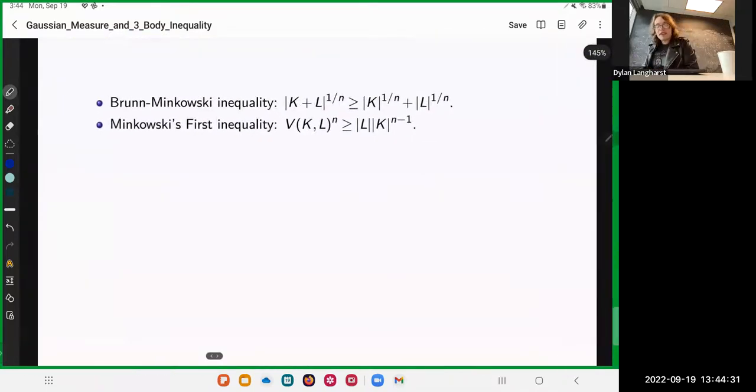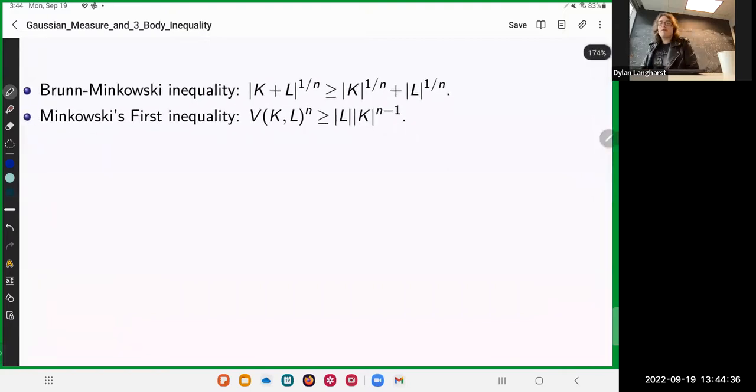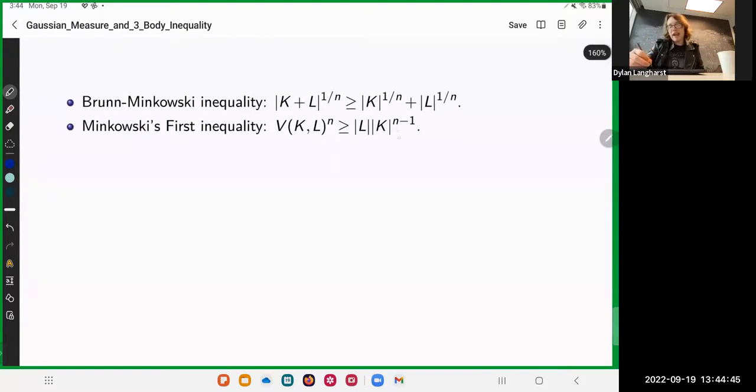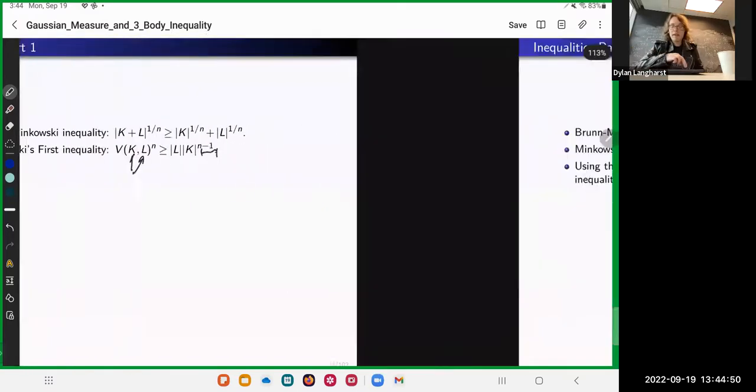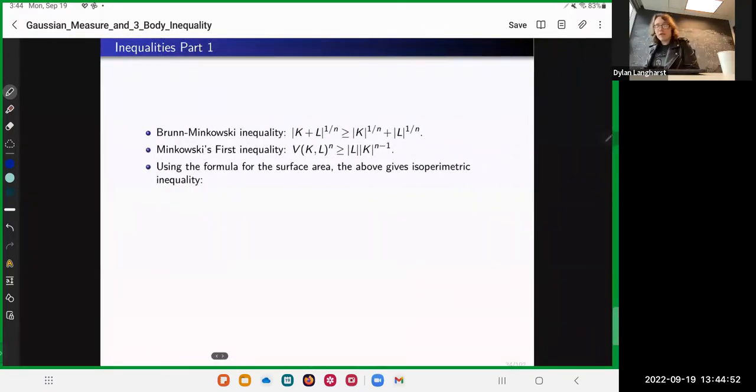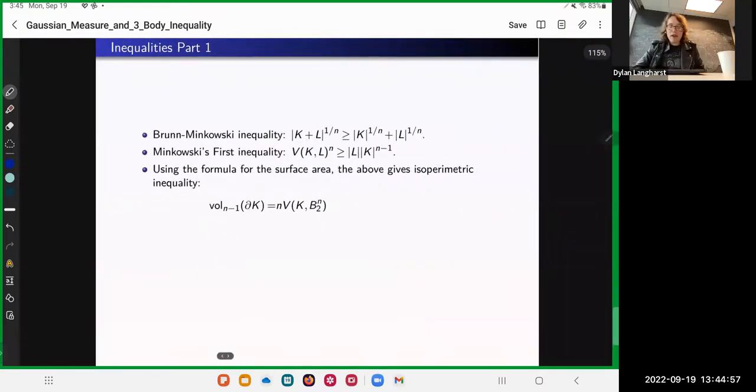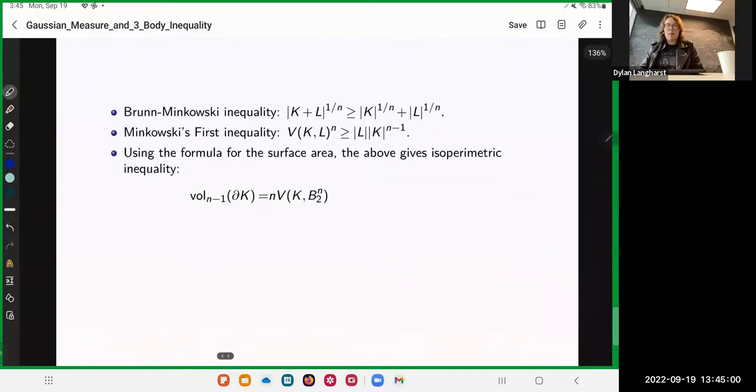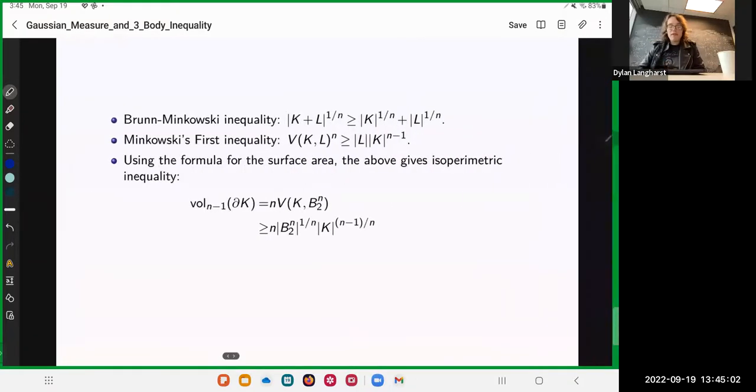And Minkowski's first inequality talks about the mixed volumes. It says the mixed volume of K with L, raised to the n, is greater than or equal to the volume of L times the volume of K to the n minus 1. See here that the exponent matches the number of times K and L appear. So now, using these formulae, we get an isoperimetric inequality, the famed one that was discovered by the Greeks. We know that the volume of the boundary of K is a multiple of the mixed volume. I use Minkowski's first inequality to get this.